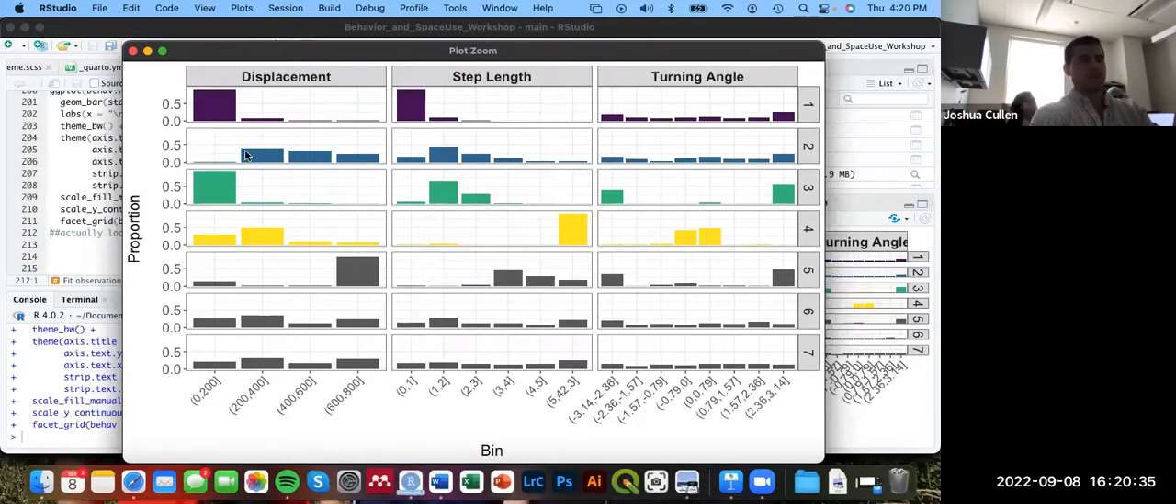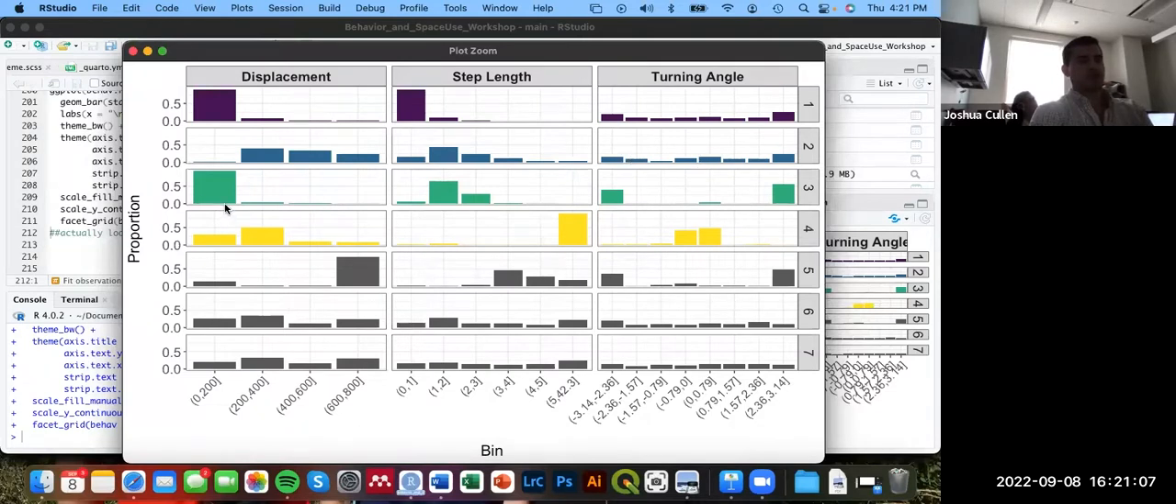The second state has relatively higher displacement, so anything in these last 3 bins, ranging from 200 to 800 kilometers away from Fernando de Noronha. Step lengths are a little bit higher than this first state, but not a ton higher. And turning angles are very similar to state 1. So again, it's either moving in every direction equally, or maybe moving some straightforward, some turning around.